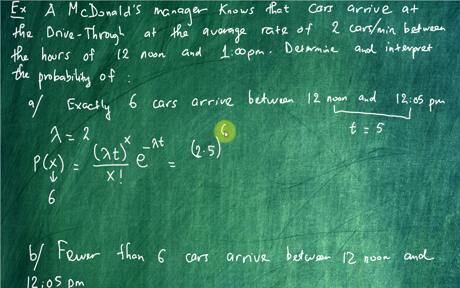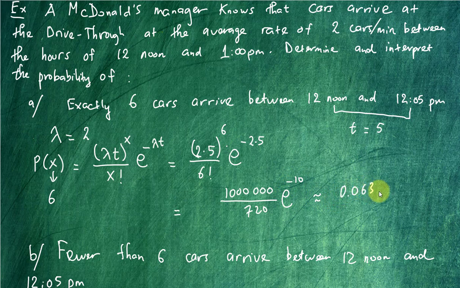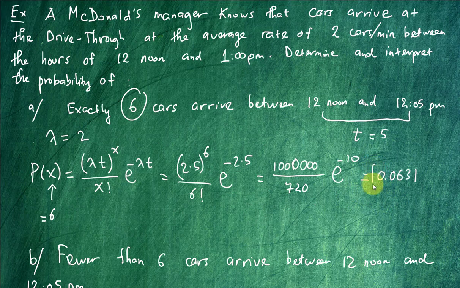So you plug in 6 for the random variable x over 6 factorial, and then multiply e to the minus lambda. Lambda here is 2, and then t is 5. And then if you perform the calculations here, you should get 1 million over 720 for this factor, and then e to the minus 10, which gives me 0.0631. So that is the answer.